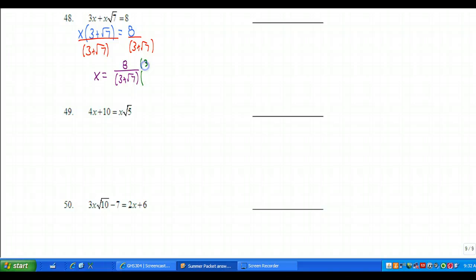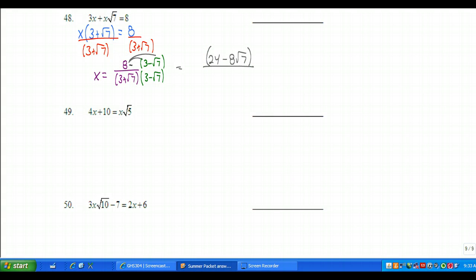Instead, what we're going to do is multiply the numerator and denominator both by 3 minus the square root of 7. It's called the conjugate. Instead of 3 plus root 7, we have 3 minus root 7. We'll do the numerator first just because it will be a little bit simpler. 8 times 3 is 24. 8 times negative root 7 is negative 8 root 7. Okay, so there's our numerator.